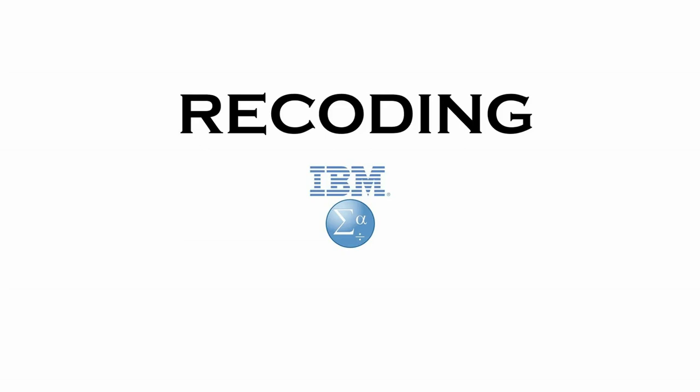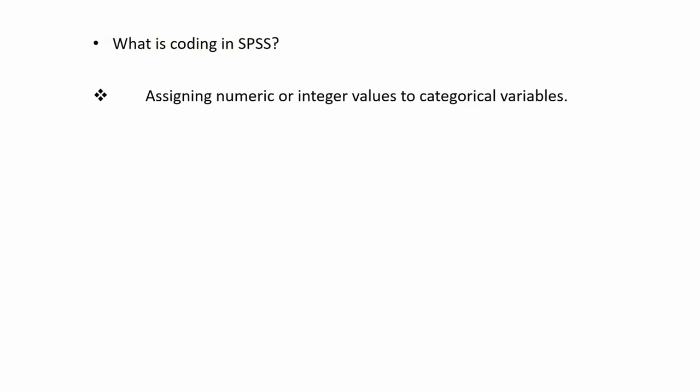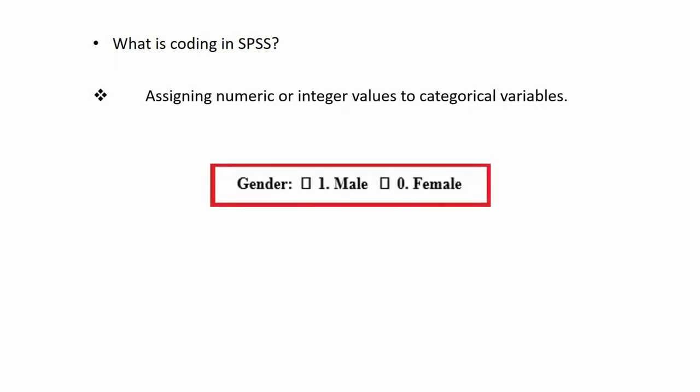Today we will be discussing recoding in SPSS software. So let us first understand what is coding in SPSS. Coding basically means assigning numeric or integer values to categorical variables. Let us understand by an example, say gender. We categorize these variables using certain numbers. In this case, we are using 0 for female and 1 for male.